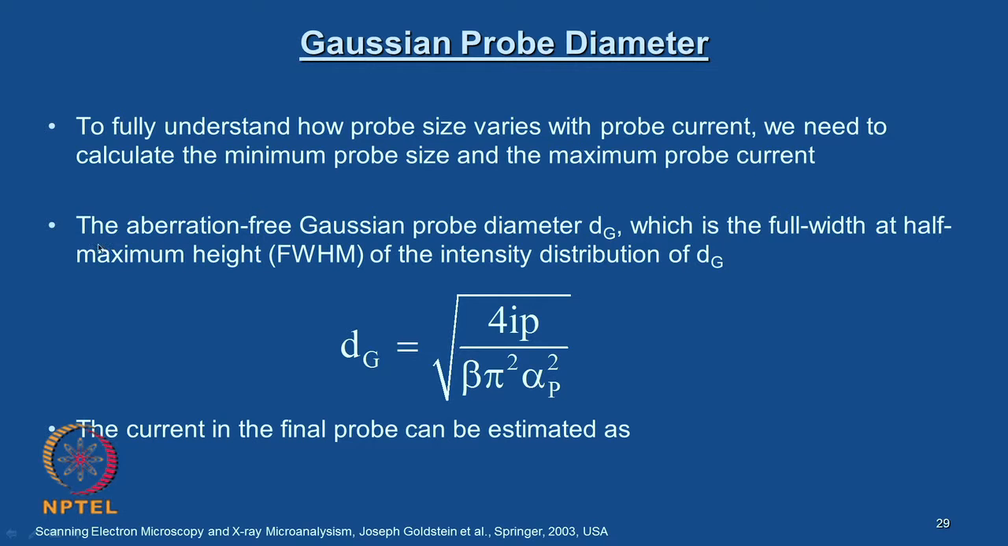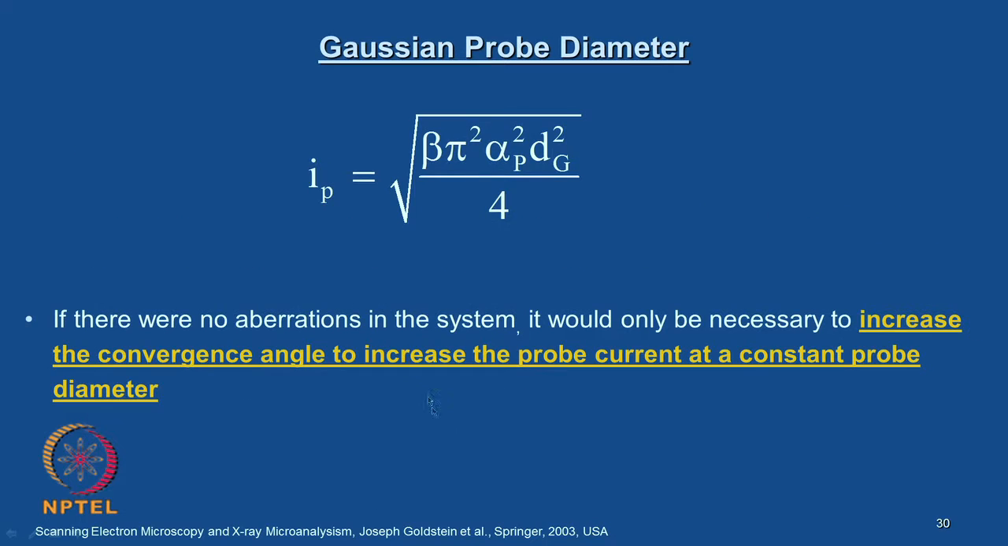Say in the idealized situation, the aberration-free Gaussian probe diameter dg, which is the full width at half maximum height of the intensity distribution, is given by dg is equal to square root of 4 ip divided by beta pi square alpha p square. The current in the final probe can be estimated as ip is equal to beta pi square alpha p square and dg square divided by 4.